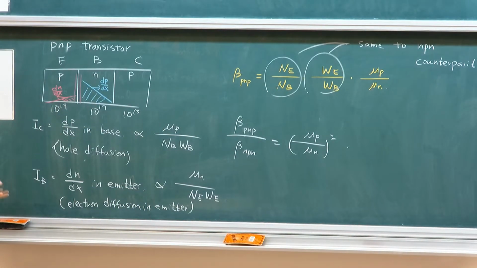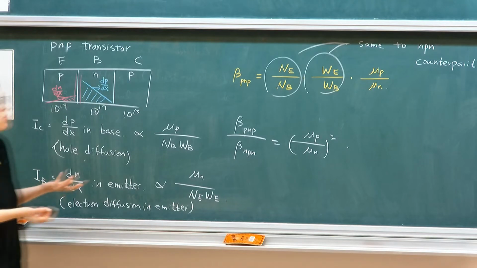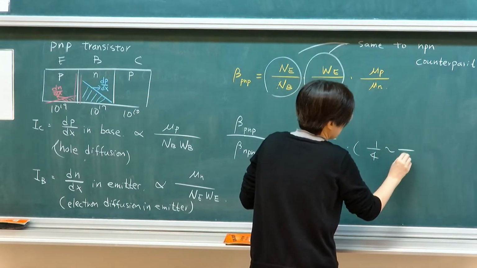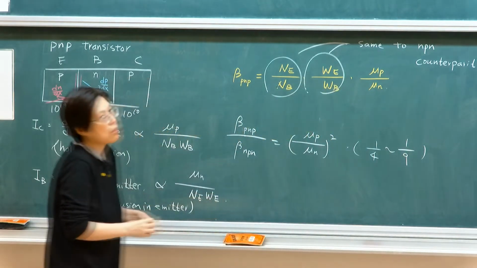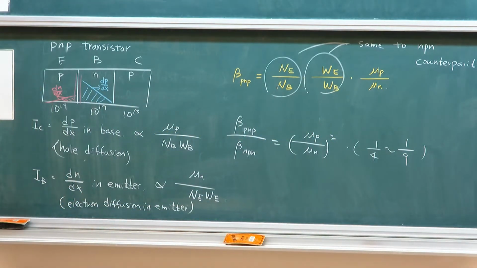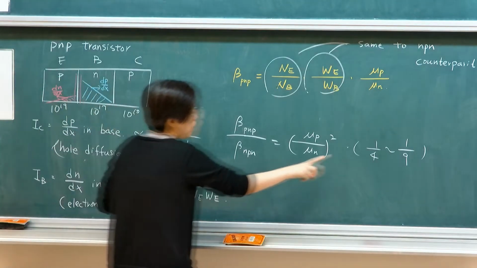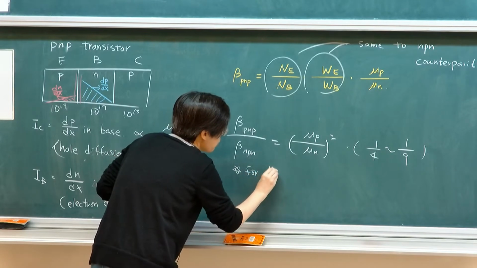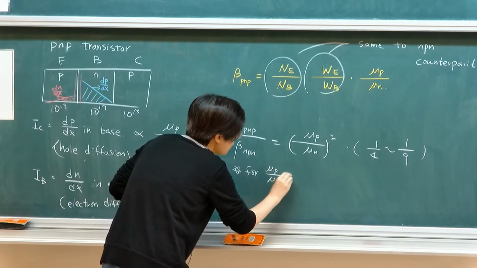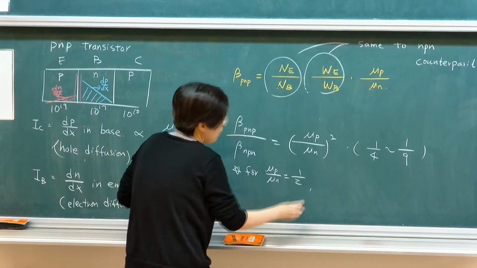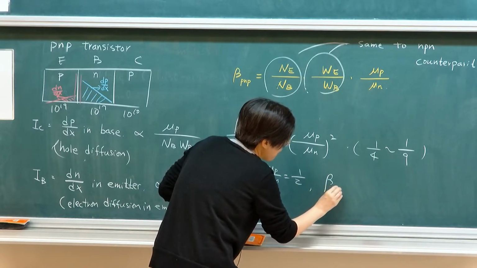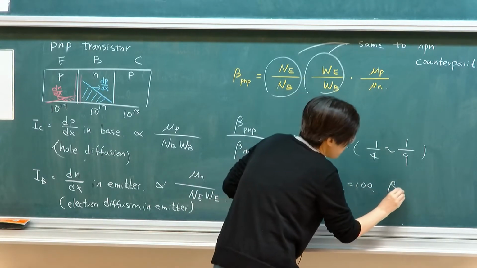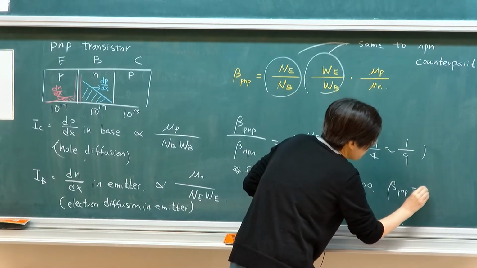So what it means is that it gives you an attenuation of about 1/4 to 1. This is about 1/4, depending on the ratio. If the ratio is 1/3, then you get 1/9. So if I'm assuming that 4 mu P over mu N equals 1/2, and beta for an NPN with the same structure is 100, your beta PNP will be 25.